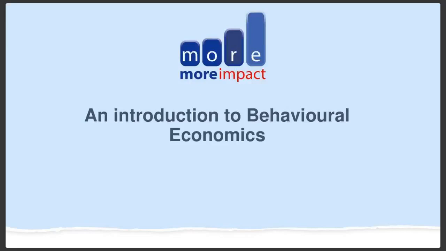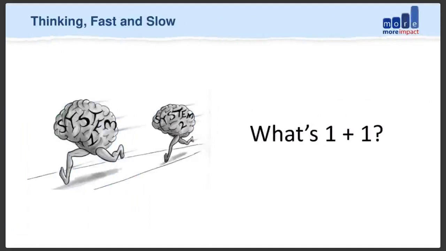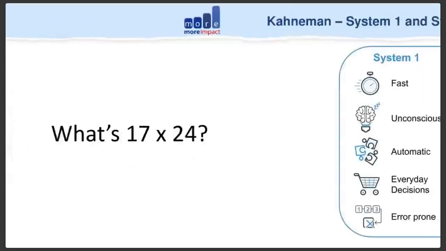So today I'm going to take you through a little bit around what behavioural economics is. It's a really simple concept. Kahneman has framed this around thinking fast and thinking slow. If we ask the question of what is 1 + 1, we know straight away that is 2. If we move on to the next question of what is 17 times 24, it takes us a lot longer to work out that that's 408. That's really the example of system 1 versus system 2 thinking. System 1 is 1 + 1, system 2 is 17 times 24.